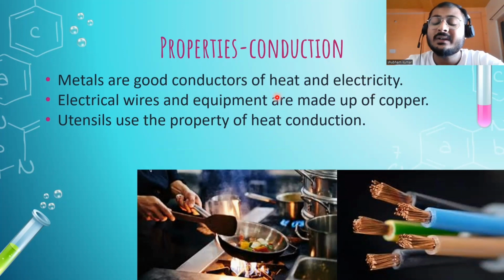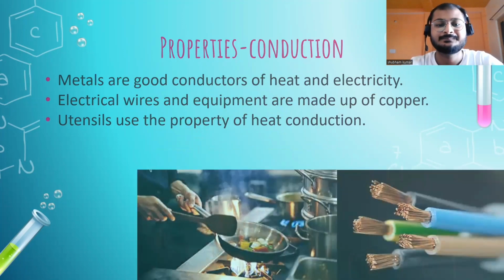So metals are good conductors of heat as well as electricity, and electrical wires and equipment are made up of copper. Utensils use the property of heat conduction. So these are some uses of this property of metals.